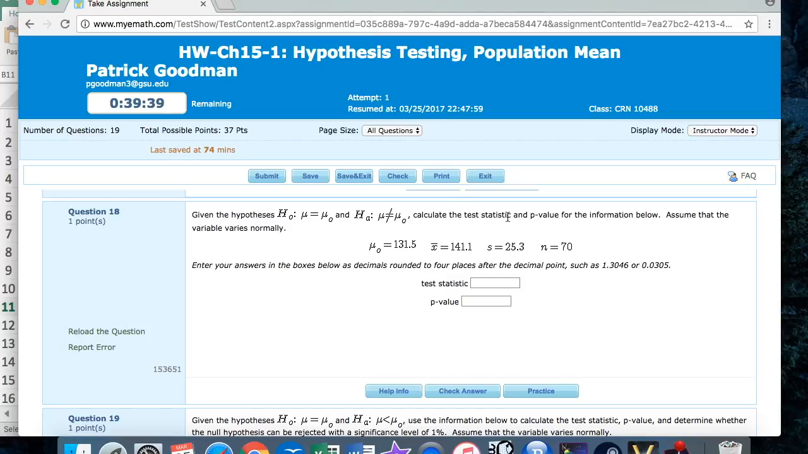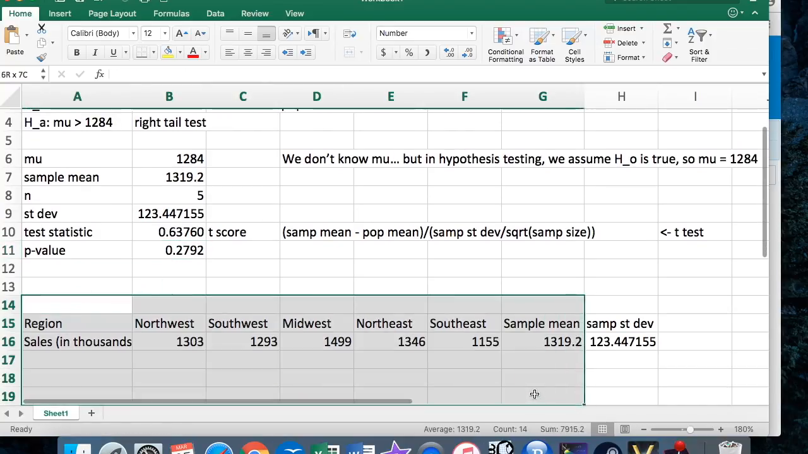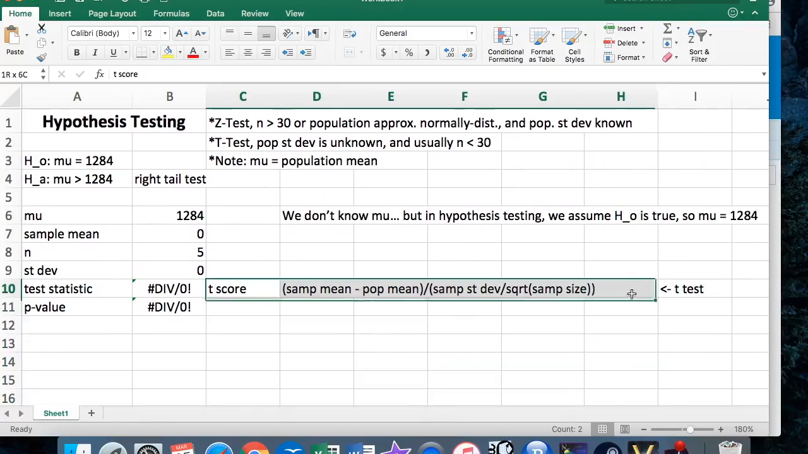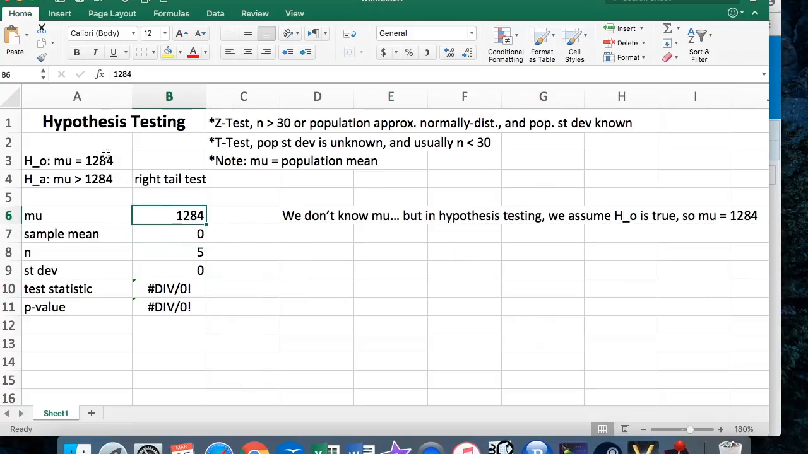This guy isn't too bad, right? In fact, it just gives you everything, right? So your test statistic and your p-value should be pretty simple to calculate. But for the sake of continuing this, I'll do this problem over again. Alright, so let's kill this data here, so it's just not getting in our way. Okay, so let's figure out our hypotheses.